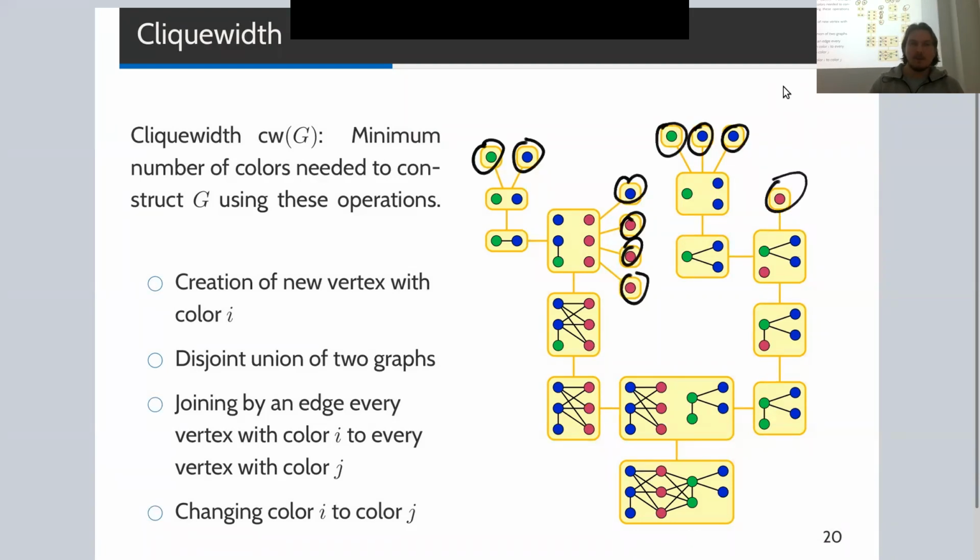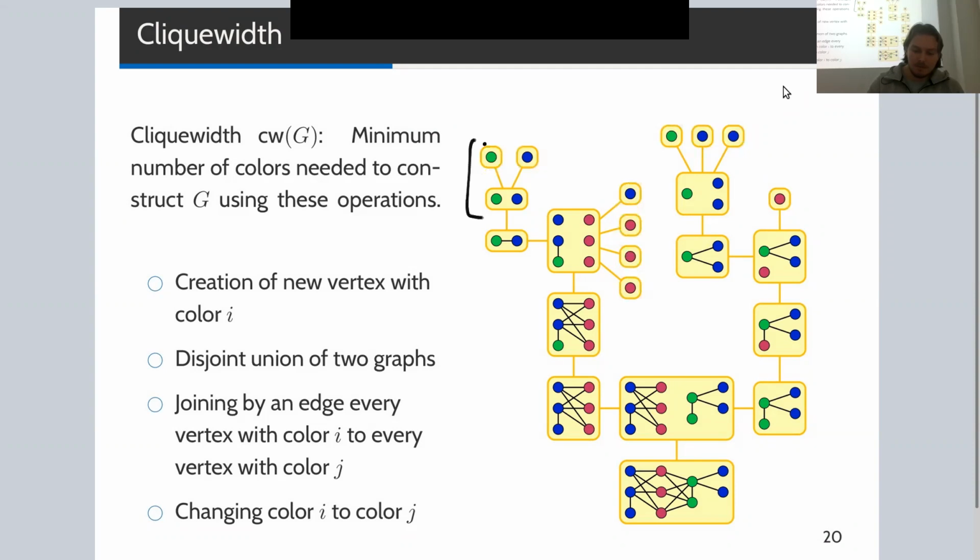And then, for example here, you build the union of two leaves. So here you have a green and a blue leaf, and you just build the disjoint union of these two vertices. You notice that the vertices have colors, and the decomposition rules make use of the colors. So the more colors you have, the more complicated graphs you can build, and clique width will be the minimum number of colors needed to construct a graph using the following 4 operations. So let's talk about what kind of operations you can use.